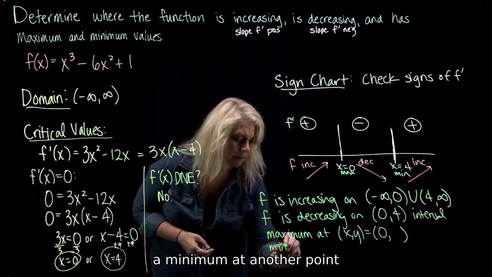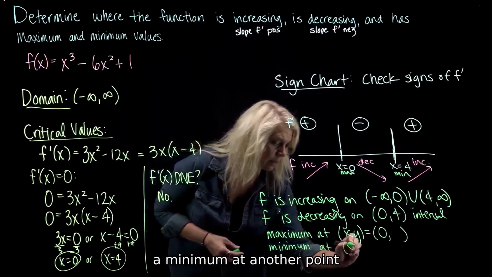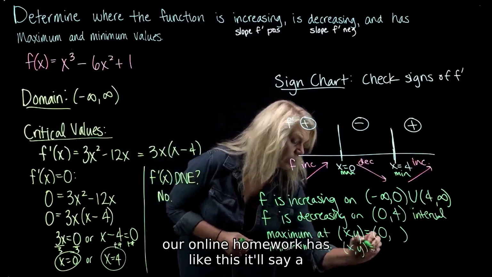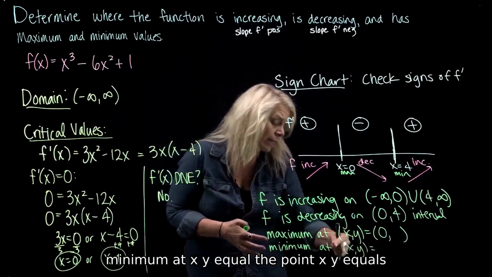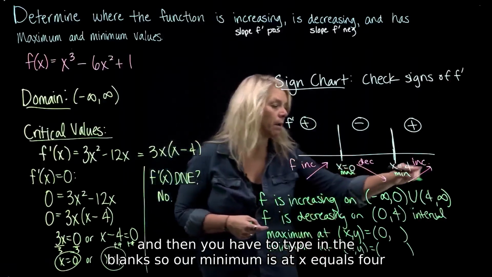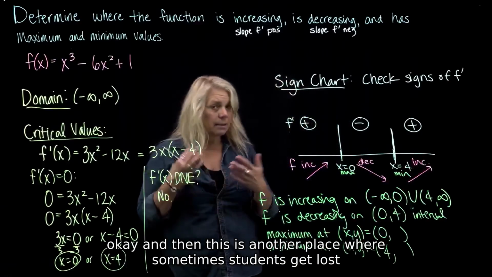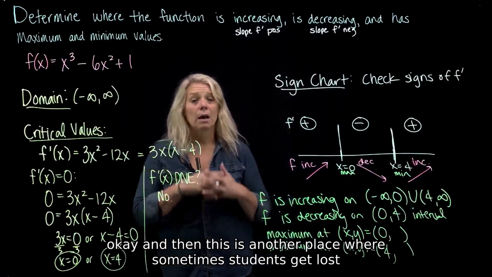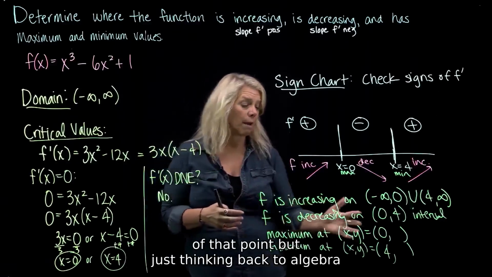And then we have a minimum at another point. Our online homework has it like this. It'll say a minimum at x, y equals, the point x, y equals, and then you have to type in the blanks. So our minimum is at x equals 4. Okay, and then this is another place where sometimes students get lost in the problem and they're not sure where to get the y coordinate of that point.